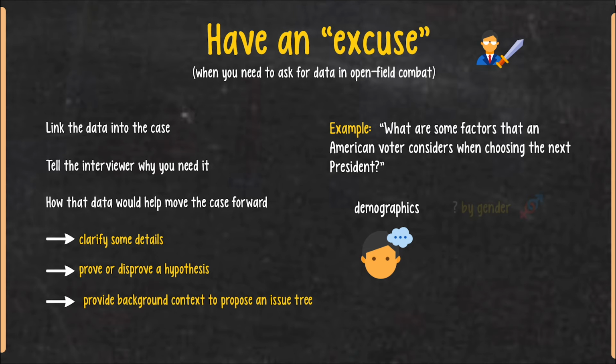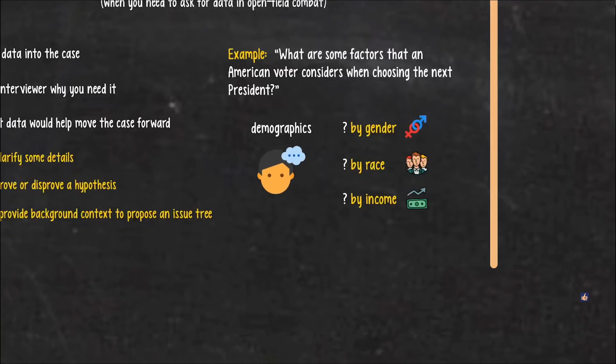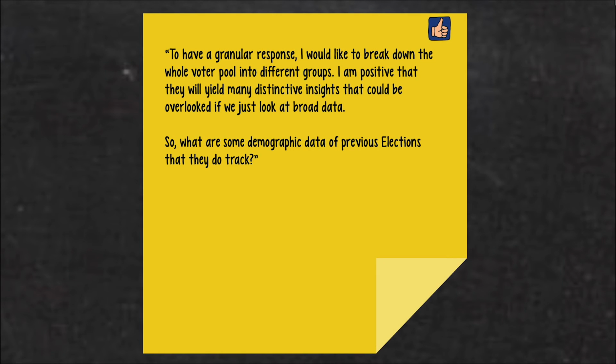What kind of breakdown is best? Is it by gender, by race, by income, or something else? A great way to state this excuse is to have a granular response. I would like to break down the whole voter pool into different groups. I'm positive that they will yield many distinctive insights that could be overlooked if we just look at broad data. So what are some demographic data of previous elections that they track?